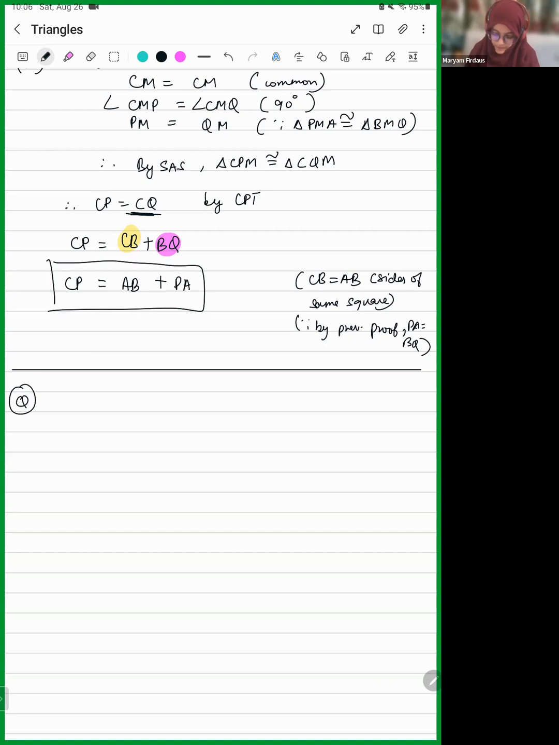So ABCD is a quadrilateral, a random quadrilateral. Okay, and no, I have not drawn it properly. Wait a minute. This is A.